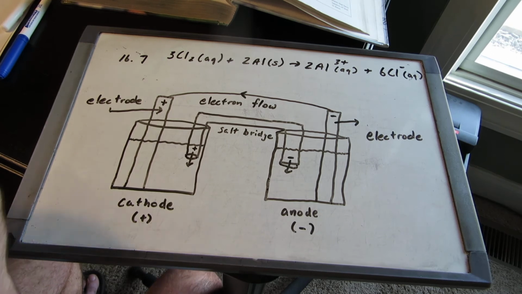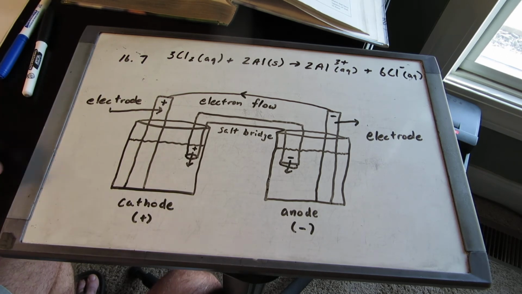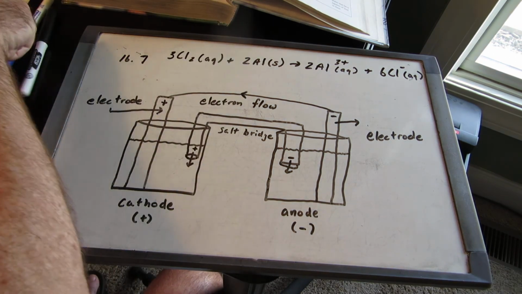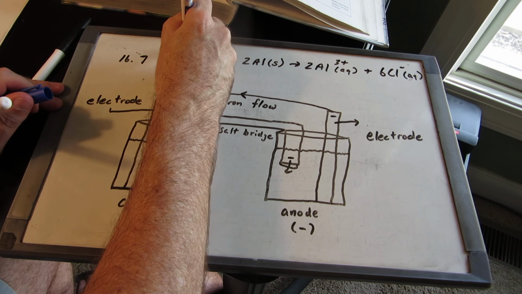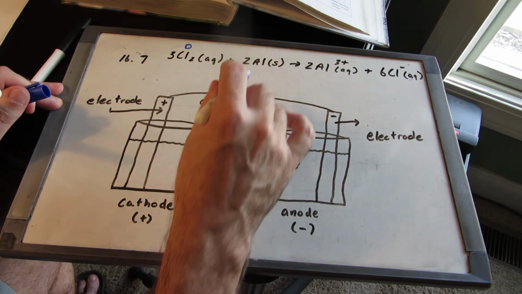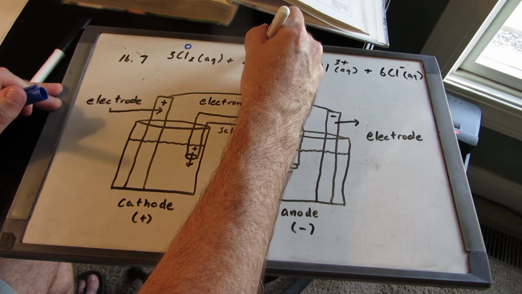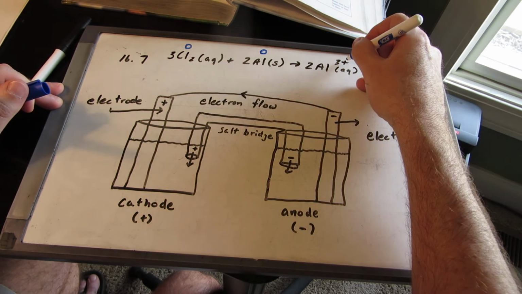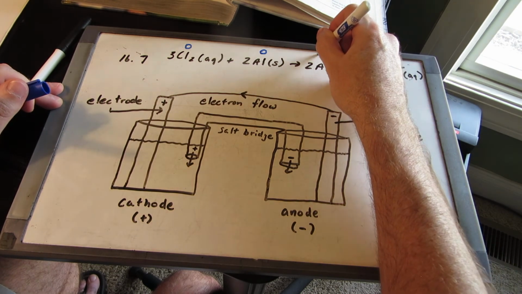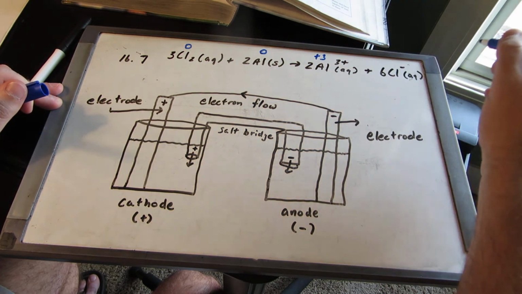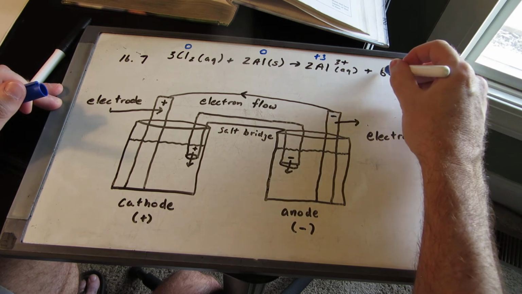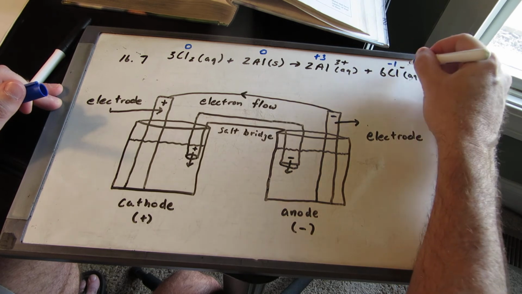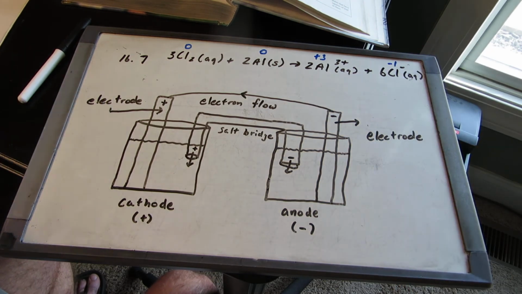We need to figure out the oxidation numbers. Chlorine all by itself is going to be 0. Aluminum all by itself, 0. Charge over the number of atoms. The charge is 0. Aluminum 3 plus would be plus 3, 3 over 1. And chlorine, again, we're not worried about the coefficient out front, just the charge. That's going to be minus 1, negative 1 over 1. Charge over the number of atoms.